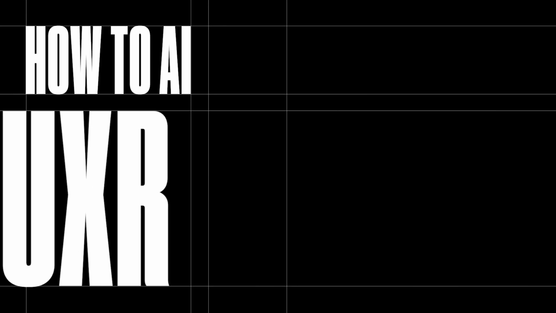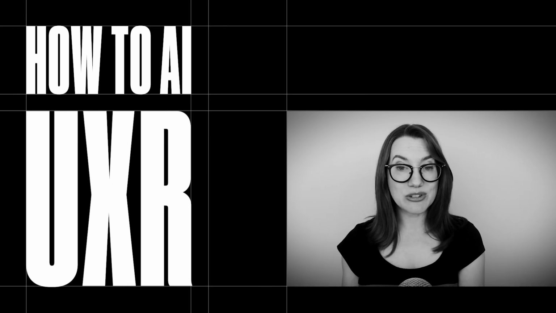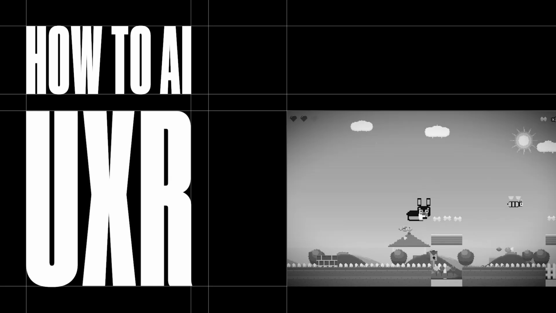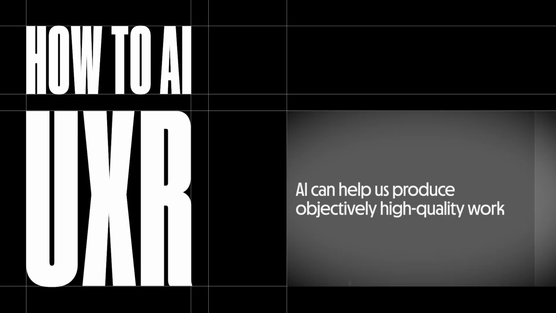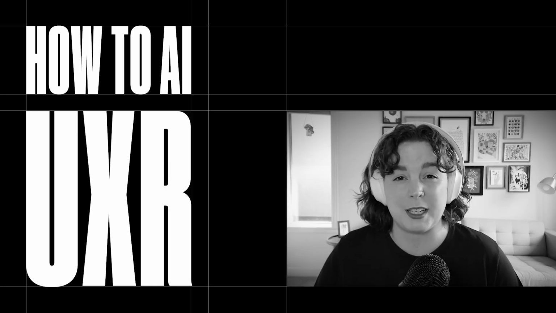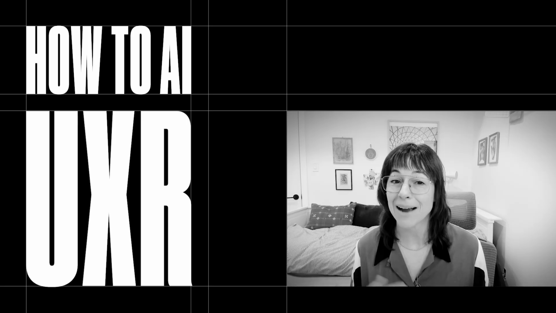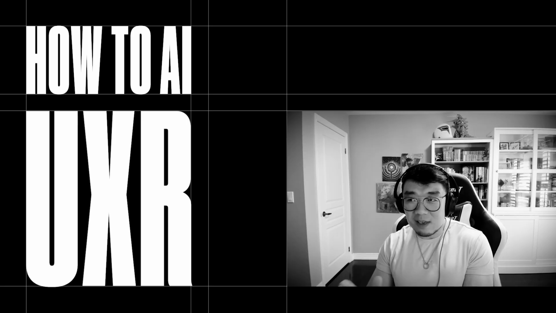This is How to AI UXR, an 8-part series that explores how AI is being used across the research workflow, and even how it's exploding it. In each episode, I'll talk with someone who's volunteered to show a thing, so screens on.